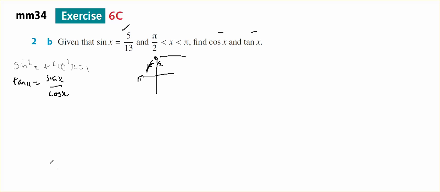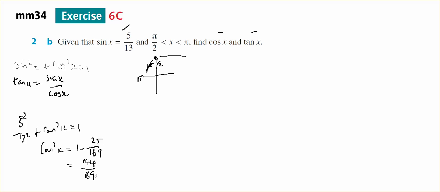And the identities work like this. If sine of x is 5 on 13, then sine squared will be 5 squared on 13 squared, plus cos squared of x equals 1. Cos squared of x equals 1 minus 25 on 169, which is 144 on 169, which means the cos of x is the square root of 144, which is 12, over the square root of 169, which is 13, and cos is negative, so the answer is negative.